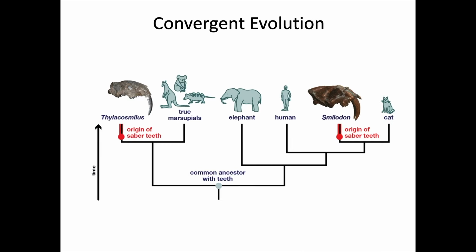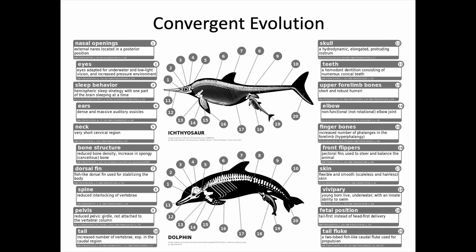And again, looking at an evolutionary tree, Smilodon is closely related to cats, but this Thylacosmilus is over here with kangaroos and koalas and stuff. Origin of saber teeth happened separately in different groups. That's convergent evolution. One more example, because again, we're going to see this a lot throughout the quarter. Don't sweat all the crazy details here, although you can read them if you're curious. This is a dolphin, which is a mammal.